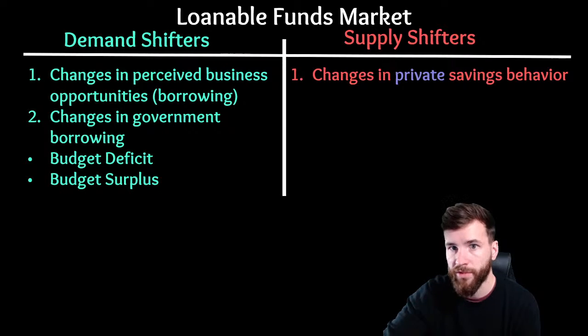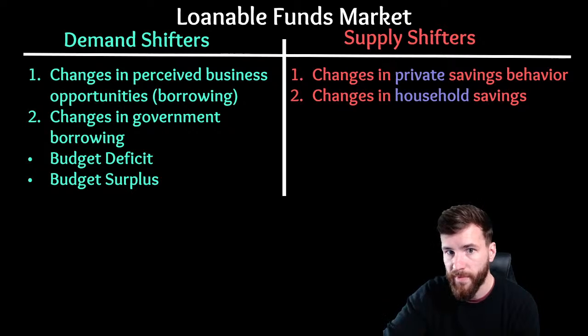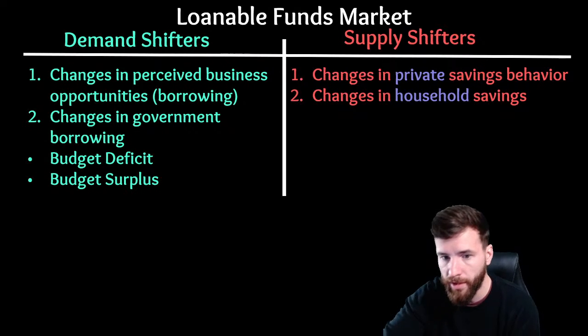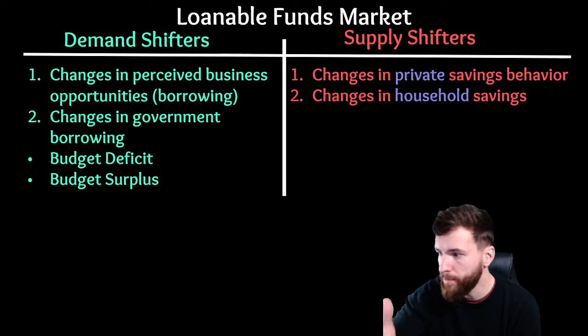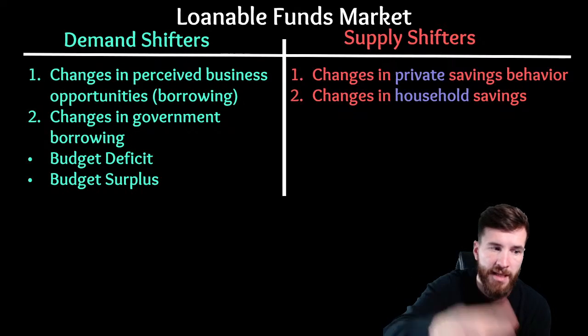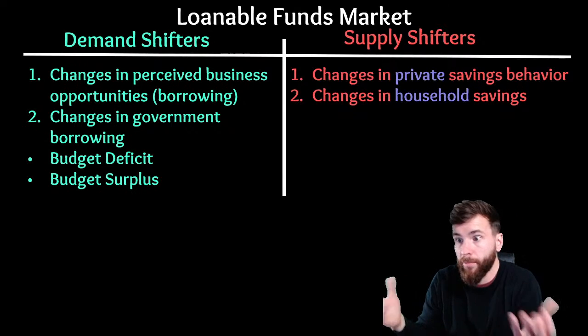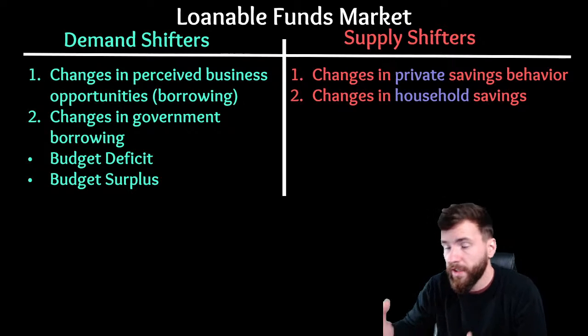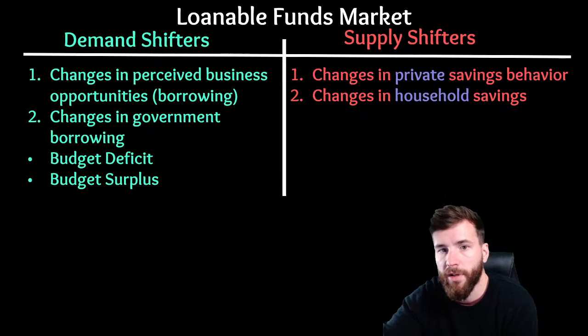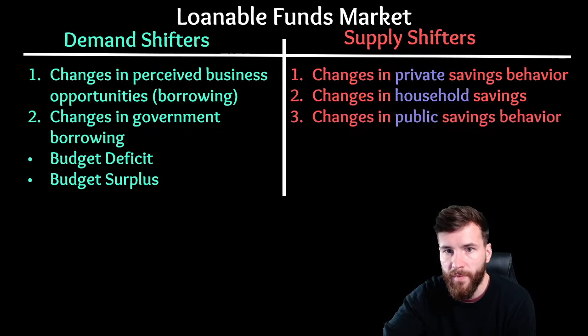Banks are thus going to be able to supply more loans. Changes in household savings, me and you, everyday people, putting more money in their savings account, means banks are going to have more money, more excess reserves, and thus they're going to be able to lend out more money. They're going to supply more loans.